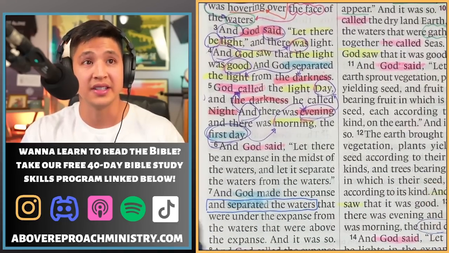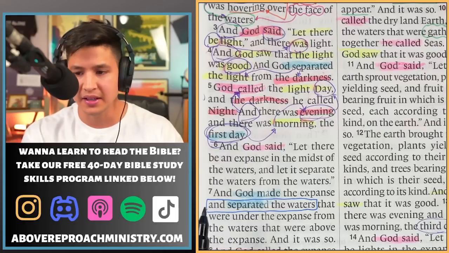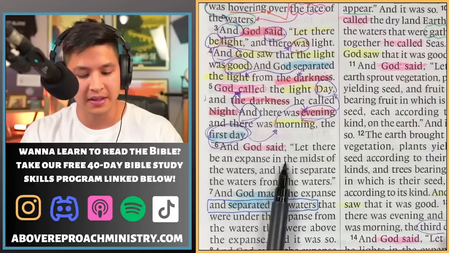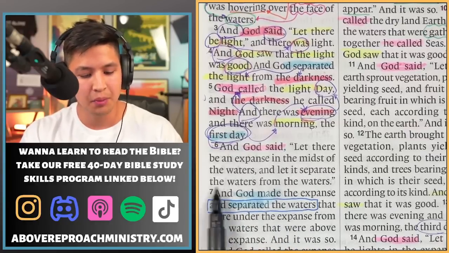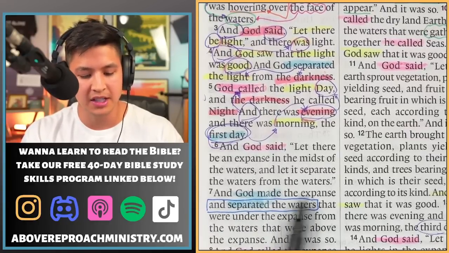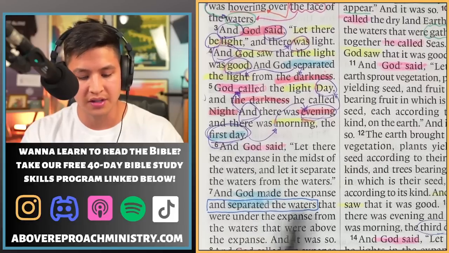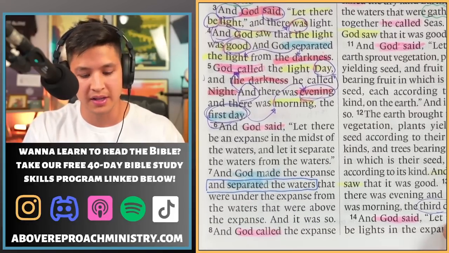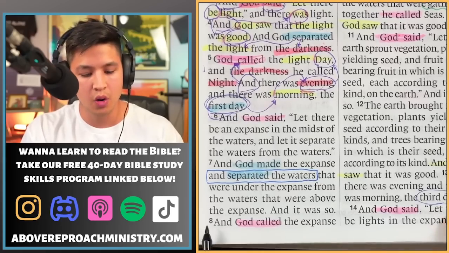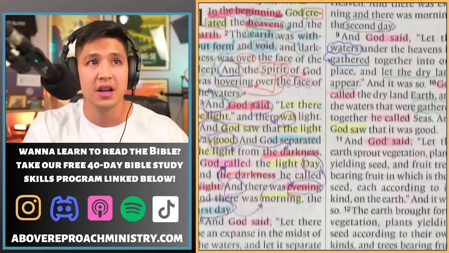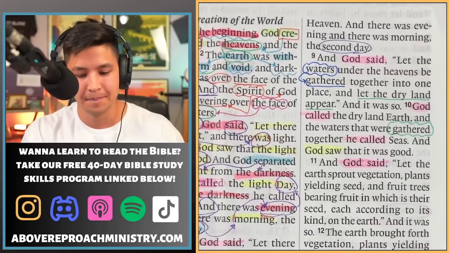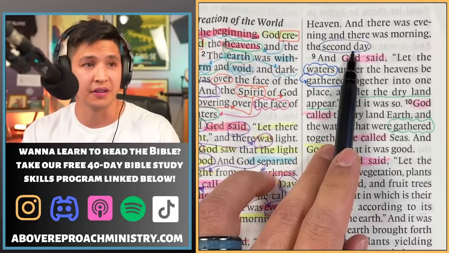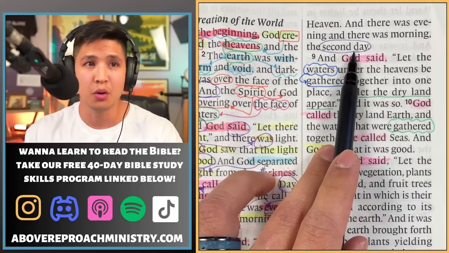You're going to see that God says something, then he calls something by the name that he gives it, and then he separates something. God says, "Let there be an expanse in the midst of the waters. Let it separate the waters from the waters," and God made the expanse and separated the waters that were under the expanse from the waters that were above the expanse. And what does God do? Well, it was so, and God called the expanse heaven. And there was evening and there was morning, the second day. So day number 2, that same flow, that same structure. It's very important to see.